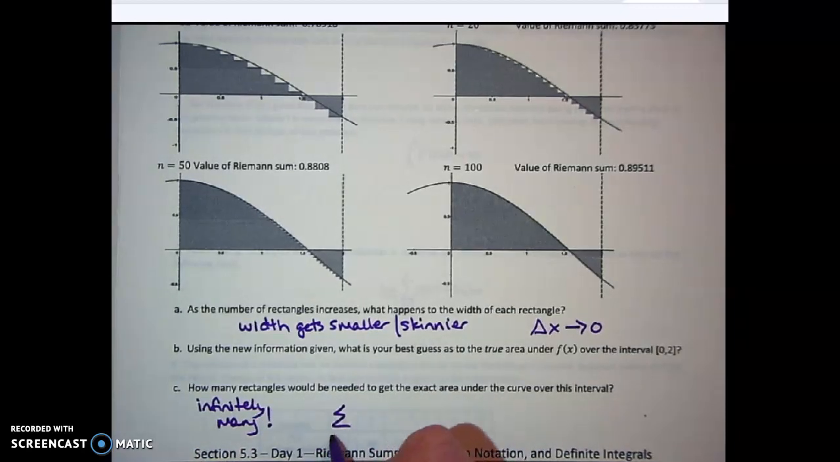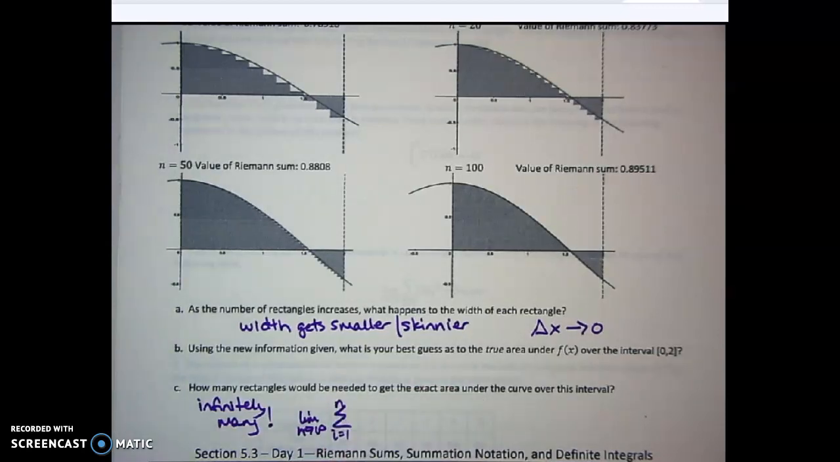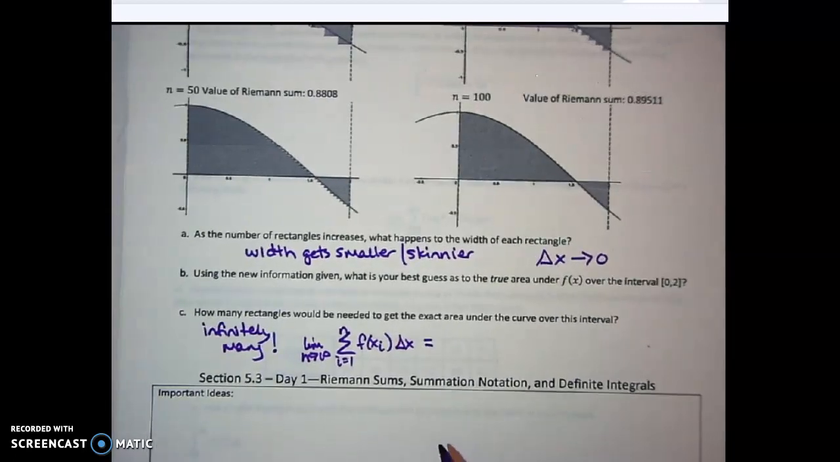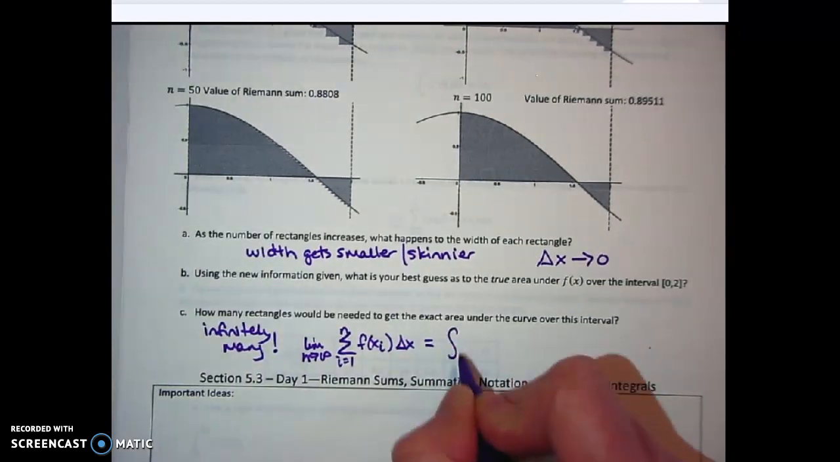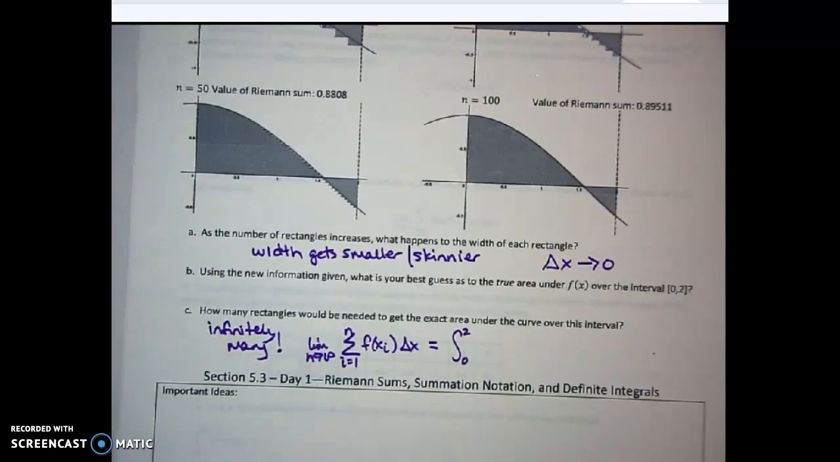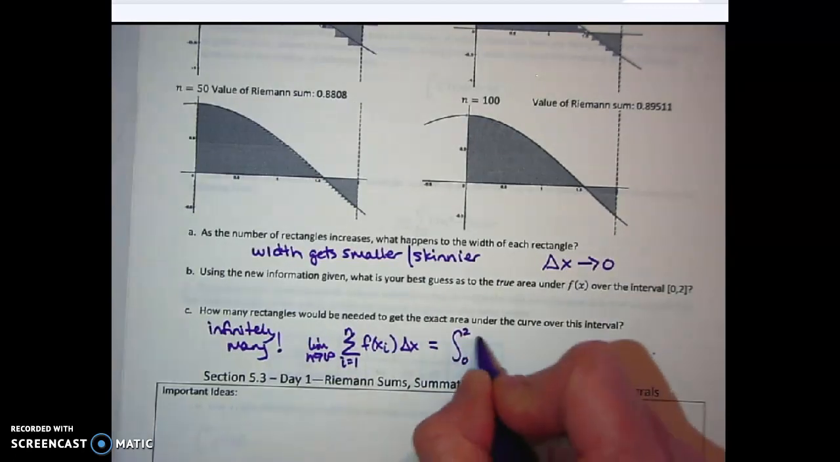Using our notation, we're going to have the limit as n approaches infinity of the number of rectangles from 1 to n. And again, we still have the height of each rectangle times the width of each rectangle. And this would involve the limit definition of the integral, as I mentioned to you before.